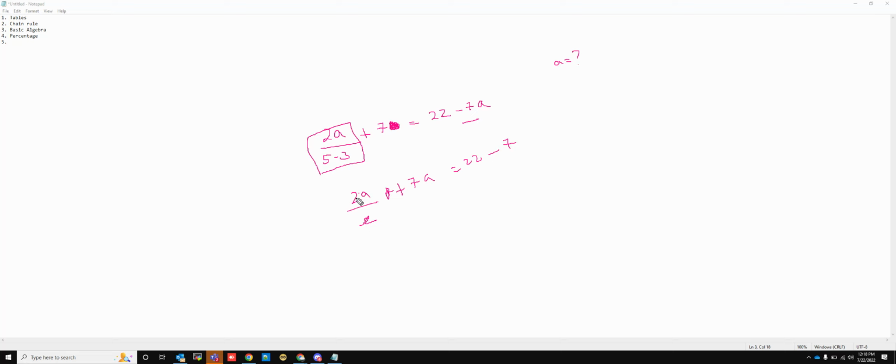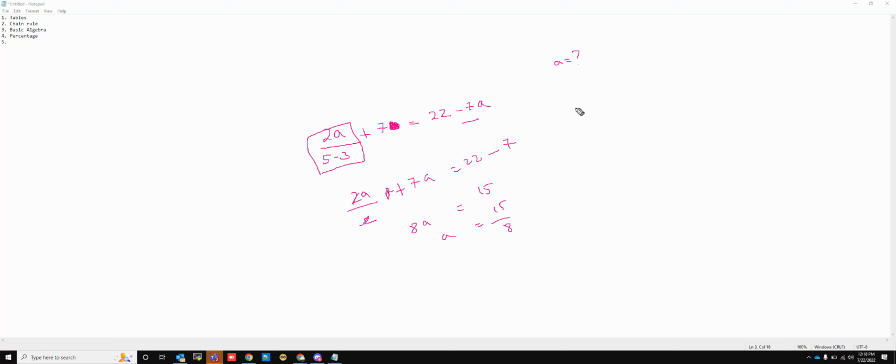The 2 and 2 cancel. 7a plus a is 8a. This is equal to 22 minus 7. Subtract 7, so 22 minus 2 is 20, minus 5 is 15. So a is equal to 15 by 8. This is how you have to do manipulations.